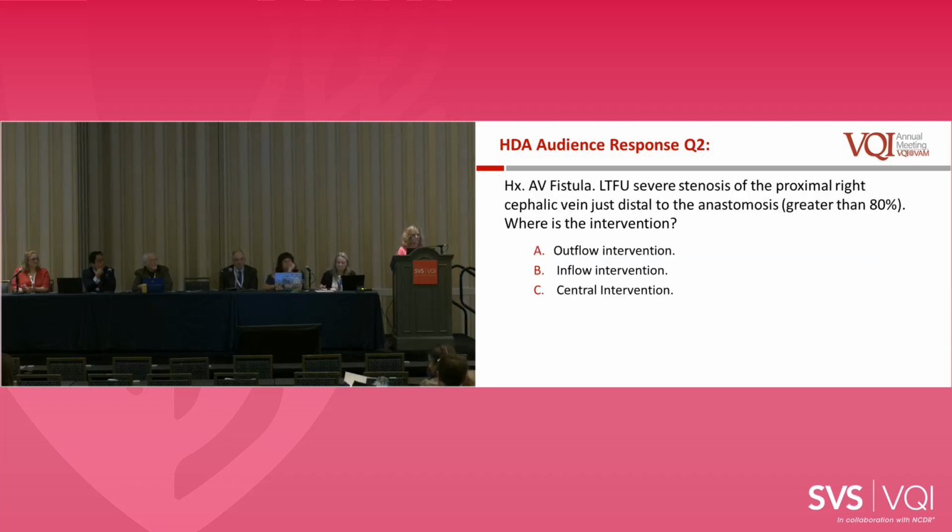We're ready to go. So our next question: a patient has a history of an AV fistula. LTFU showed a severe stenosis of the proximal right cephalic vein just distal to the anastomosis, which was greater than 80%. Where is the intervention? Outflow, inflow, or central?